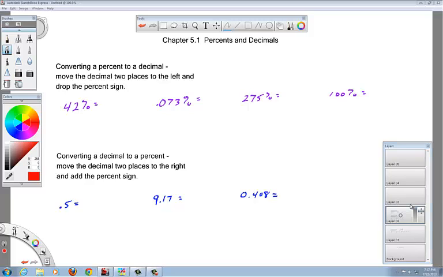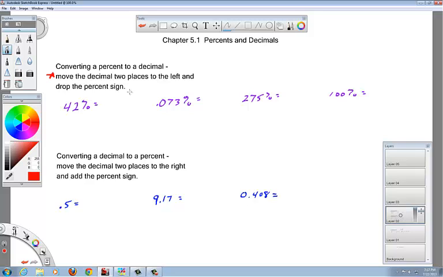Yeah, this is where it gets a little bit more involved with the initial part of Chapter 5. Converting a percent to a decimal. I got 4 examples right across here. And the rule starts right here. You will move the decimal 2 places to the left and drop the percent sign. That's the only rule to doing it.